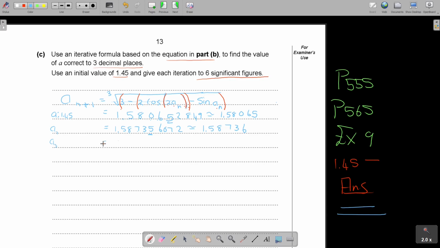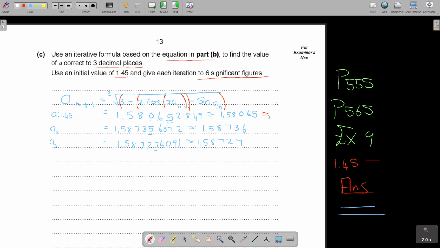And I get 1.58727491. And 1, 2, 3, 4, 5, 6. So that's a 4. So it's 1.58727. Are you with me? I think it's already converging, especially if it's to 3 decimal places. So let's just see. If I'm going to convert it now to 3 decimal places, so it's 1, 2, 3. Okay. 1, 2, 3. I think it's starting here.